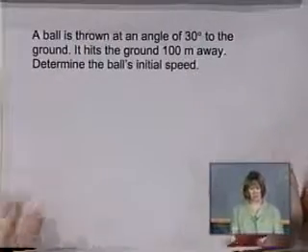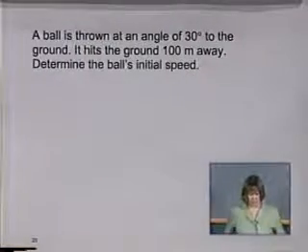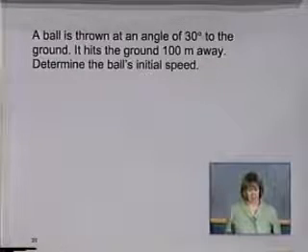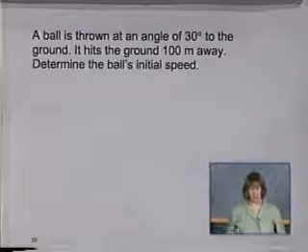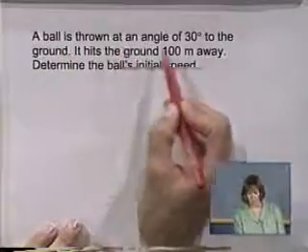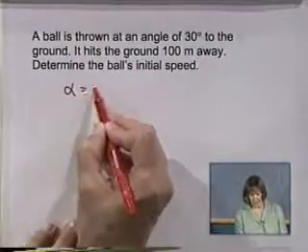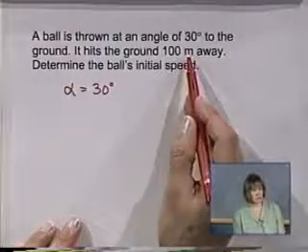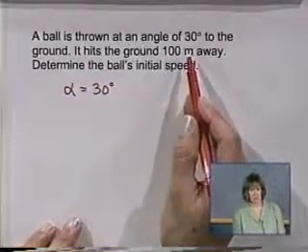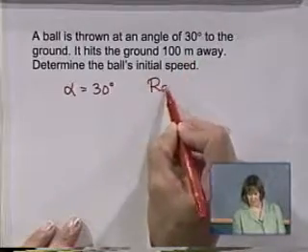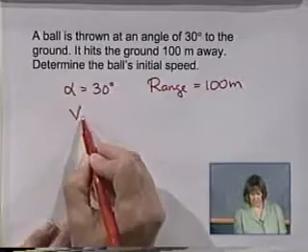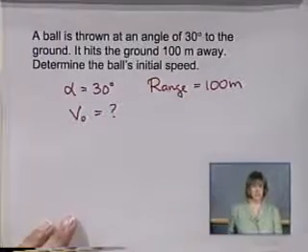A ball is thrown at an angle of 30 degrees to the ground. It hits the ground 100 meters away. Determine the ball's initial velocity. Well, first of all, it's thrown up at an angle of 30 degrees, so I know my alpha is 30 degrees. It hits the ground 100 meters away. What does that equal? Aha! My range is 100 meters. And they want us to figure out the initial speed.